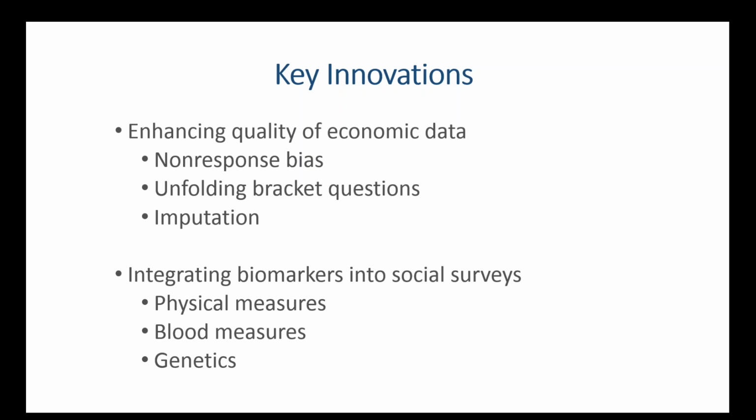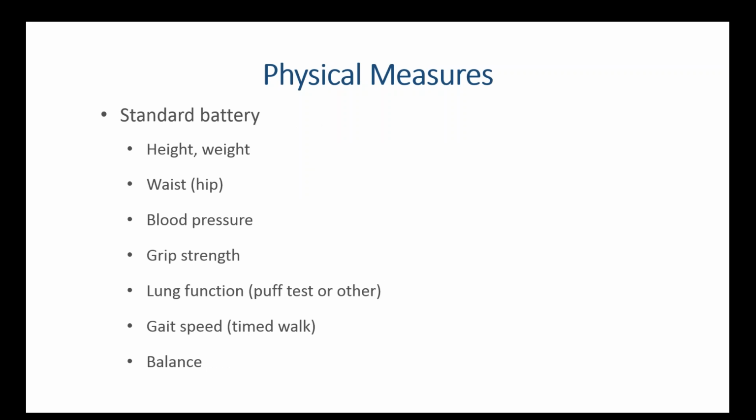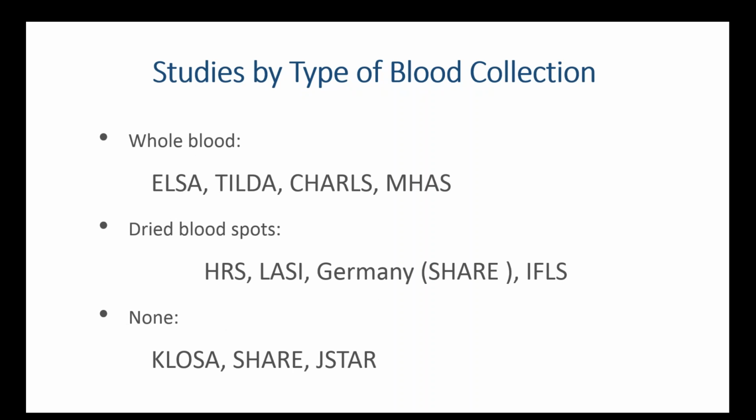And it's also integrating biomarkers into social surveys, which is really why these data sets are so fantastic. So these include physical measures, blood measures, and genetics. These physical measures include height, weight, waist or hip circumference, blood pressure, grip strength, lung function, which is sometimes called a puff test, gait speed, a timed walk, and balance.